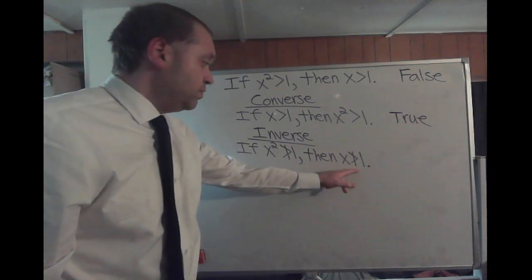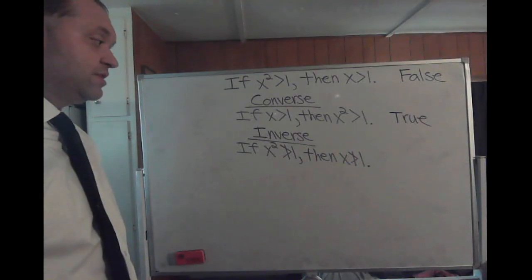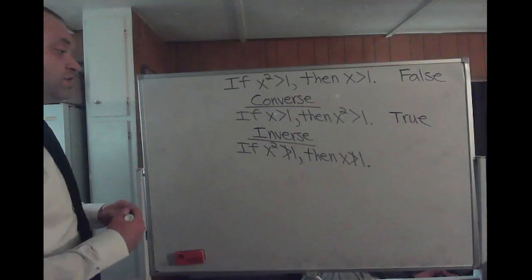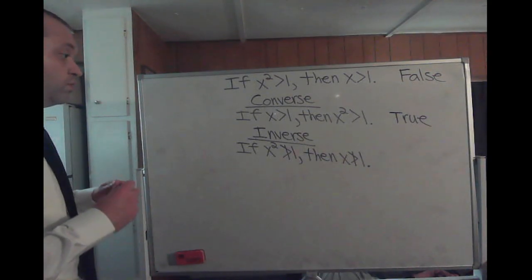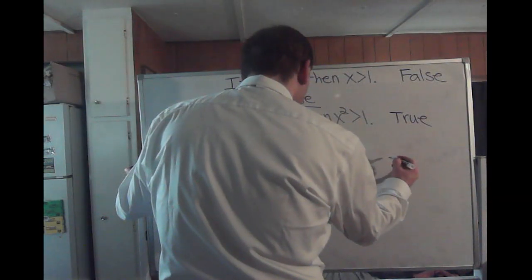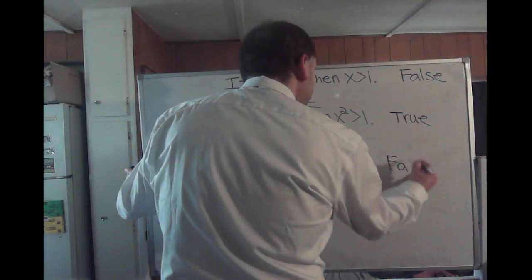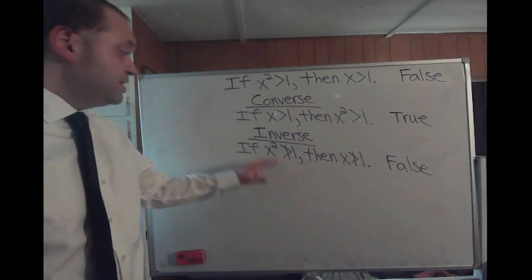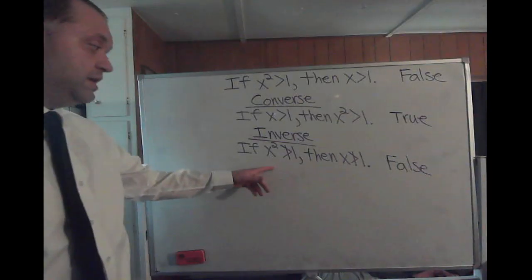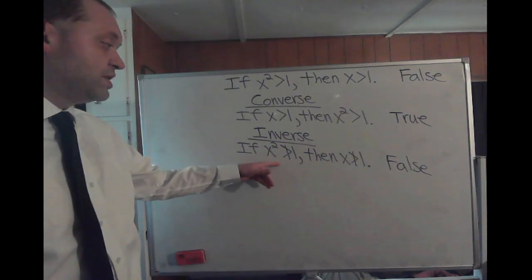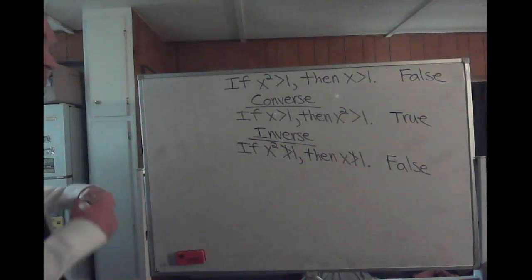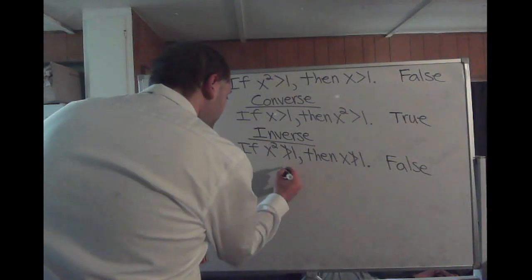So not greater than 1, x not greater than 1 means it's either less than or equal to. So this actually would be kind of false, because this is a false statement for the fact that you can have x be less than 1 and still have x squared greater than 1. So the inverse doesn't hold up. It's absolutely false.